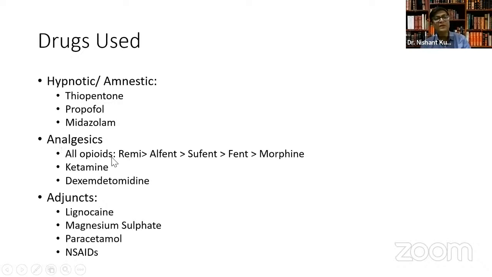Among analgesics, if we see remifentanil, then let's refer to sufentanil, alfentanil, fentanyl, and over morphine because of the context-sensitive half-times and rapid elimination from the body. Ketamine and dexmedetomidine are the new drugs. We know that there are problems with opioids. Again, I'll be discussing further. And to enhance analgesia and the effect of other drugs, we use lignocaine, magnesium sulfate, paracetamol, and NSAIDs in addition to the amnestic and analgesics.